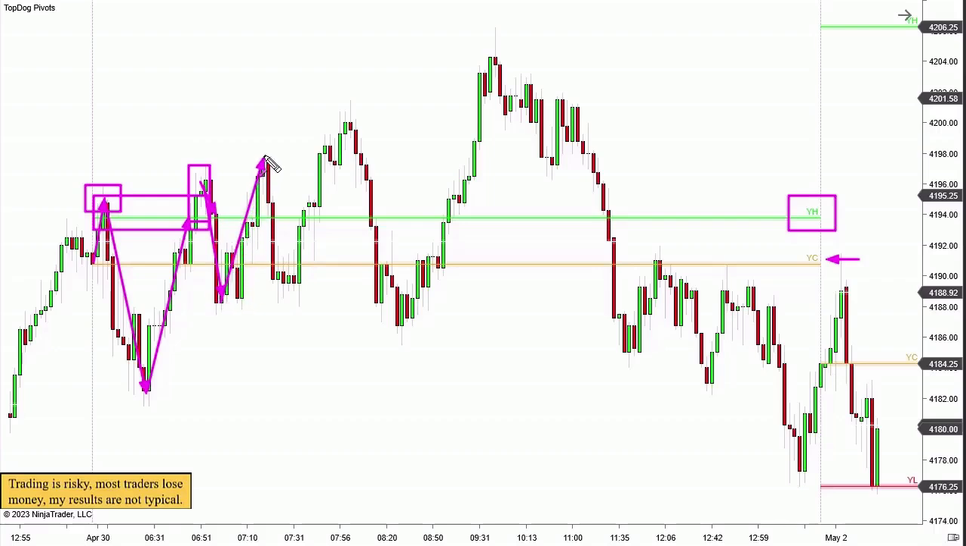And market says, no, we're not. And it goes up and makes another higher high. So higher high, but look at what's happening. Just slicing through yesterday's high over and over and over. And then it goes through it again. And you say, okay, now we're really going to go up, right?